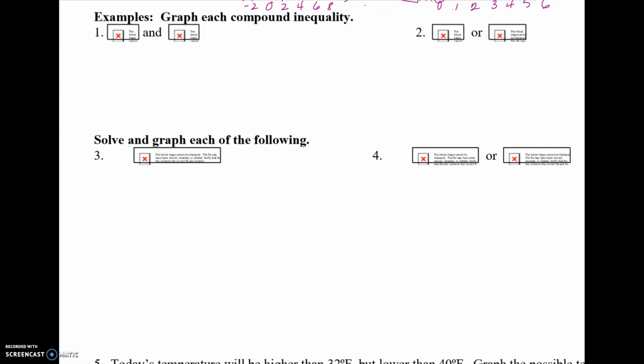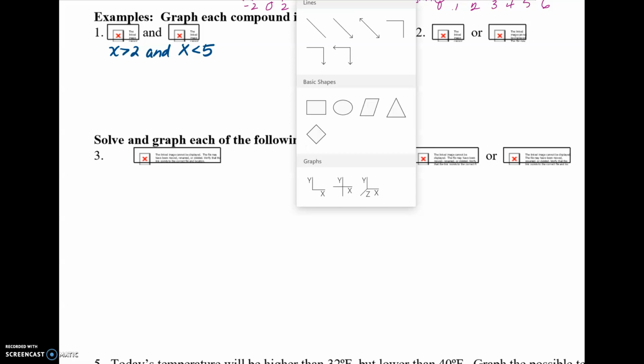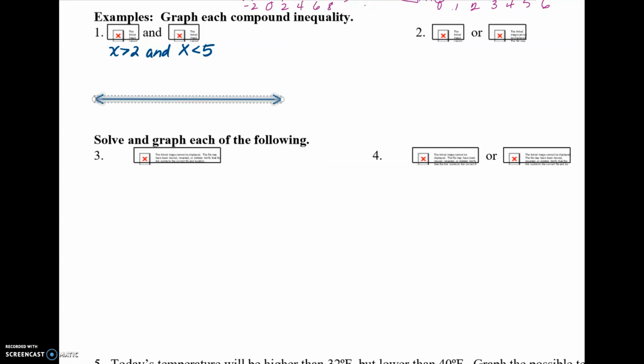Number 1, it says examples, graph each compound inequality. I have here x is greater than 2 and x is less than 5. When I go to graph this, I don't have to solve anything yet. So I'm going to go by ones on my number line. Greater than 2, that's an open circle going this way. And less than 5, that's an open circle but going to the left. The other was going to the right. So again, the solution is everything in between them.